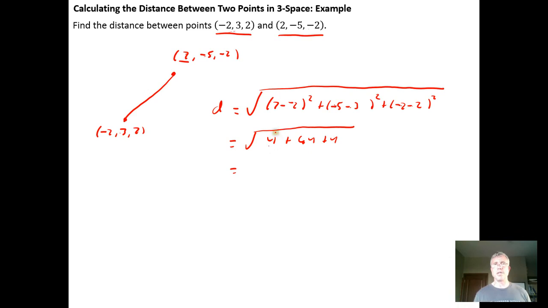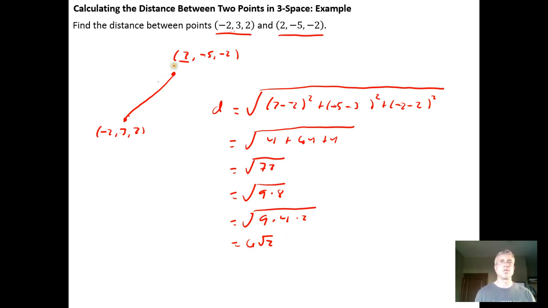And then this is going to be equal to 64 and 4 is 68, and that's going to be 72. And 72 is the same as what? 9 times 8, which is the same as 9 times 4 times 2. So we're going to get the square root of 9 is 3, the square root of 4 is 2, 3 times 2 is 6 times the square root of 2 in simplified radical form. That's the distance between the 2 points.